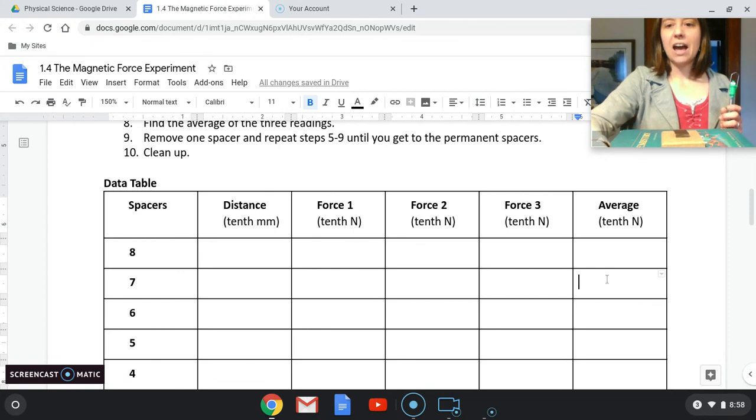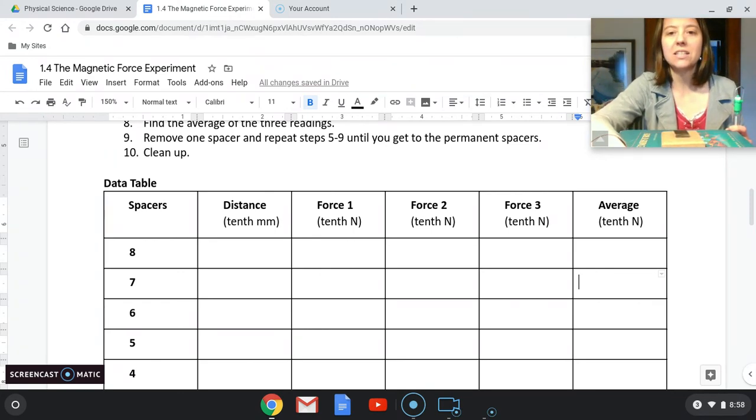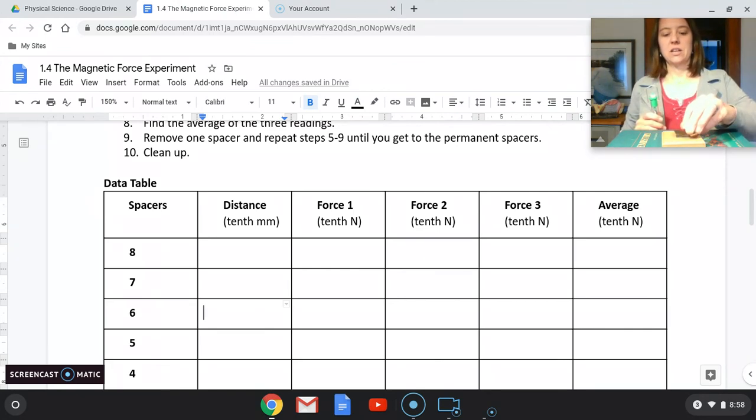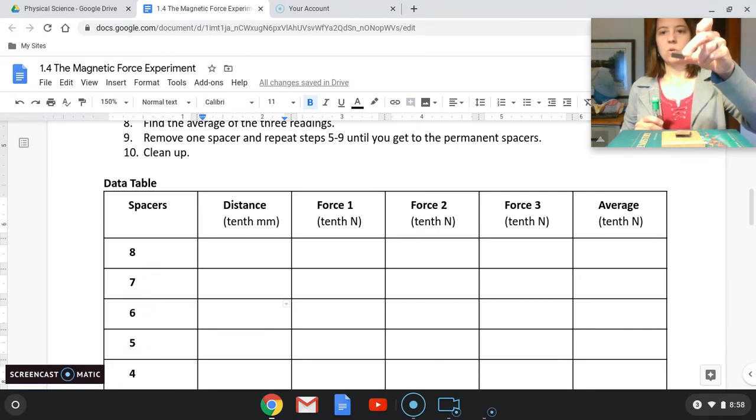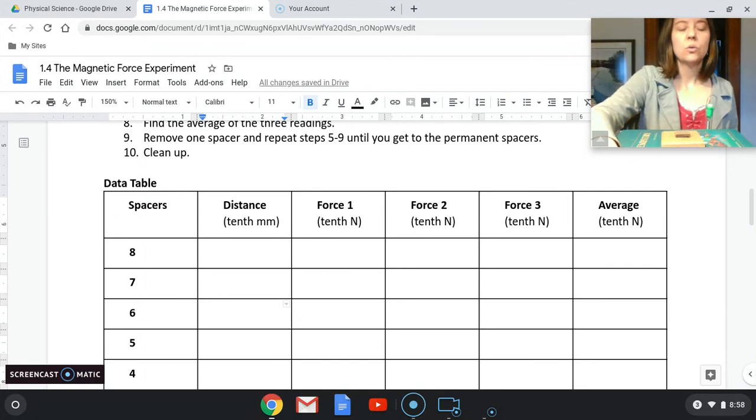And then to get our average, we're going to do 0.7, 0.7, 0.7, all added together, divided by 3. And then make sure you have the unit newtons. And then we come down to 6. I'm going to remove 1 spacer. And then my distance would be 1.1 times 6. And then make sure to put units, millimeters there.